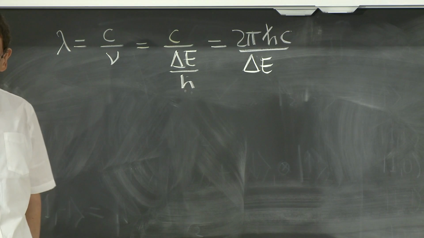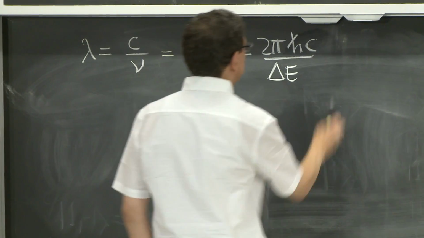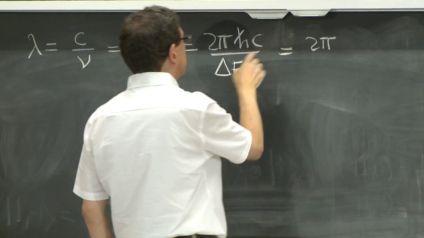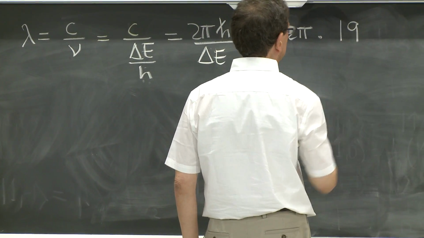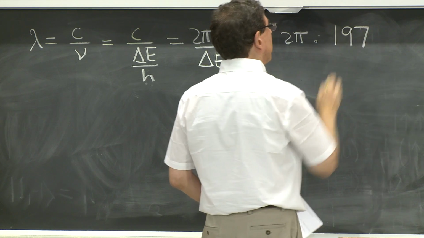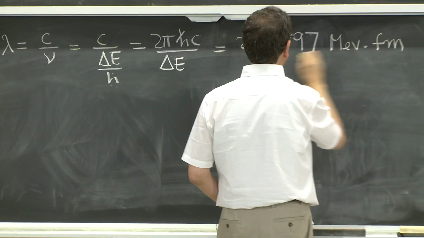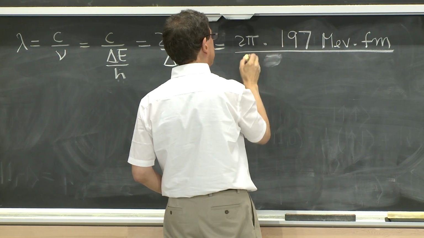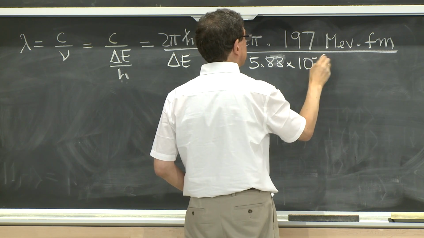This is something you can calculate, even without a calculator. 2 pi, leave it there. H bar c is known to be about 197 MeV times Fermi. And here below you have this 5.88 times 10 to the minus 6 eV.